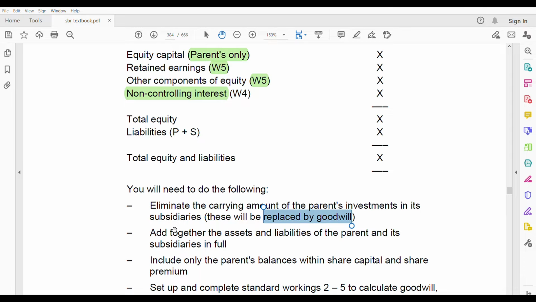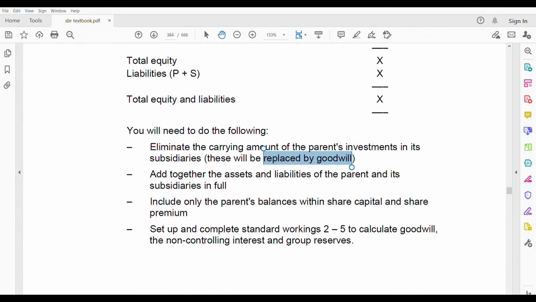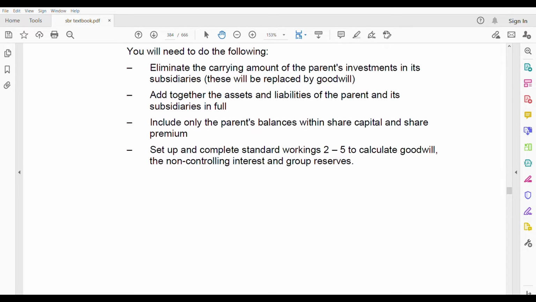Next, add together assets and liabilities of parent and its subsidiaries in full. Include only parent's balance with share capital and share premium. Even if it's share premium, then also you have to take only the parent. Set up and complete the standard workings 2 to 5 to calculate goodwill, NCI and group reserves. So one is group structure. Now let us go to the rest, the other workings.